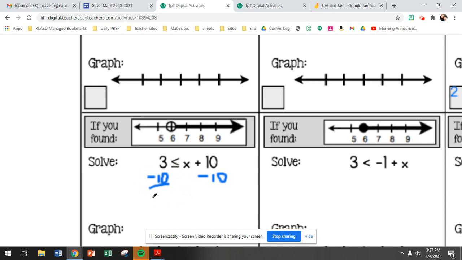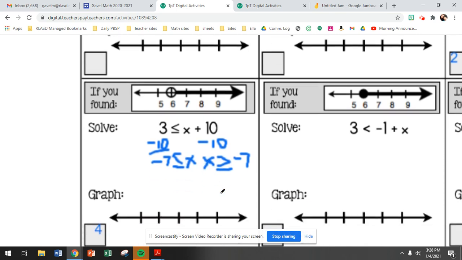3 minus 10 is -7. -7 is less than or equal to x. This can also be written as x is greater than or equal to -7. These are the same exact things. Either way, your alligator's eating the x.